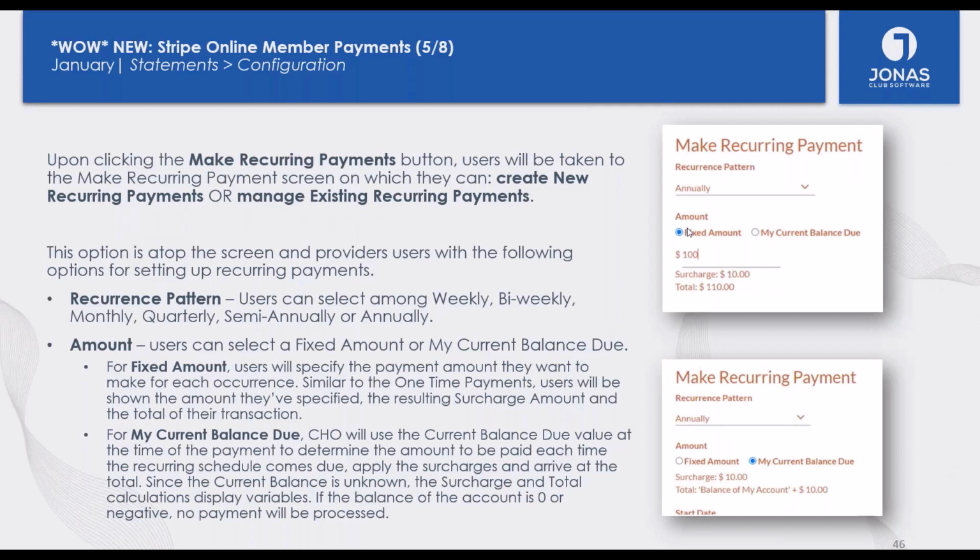But like I said, recurring payments, 2 options: fixed or my current balance due. If it's fixed, you specify the amount. If it's my current balance due, we're going to figure out what's due on their account as of the moment that the payment is going to be made, and pay that amount to the back office. So if you have $140.92 due, we will pay $140.92 on the payment method of your choosing at the time at which you configure the recurring payment to take place.